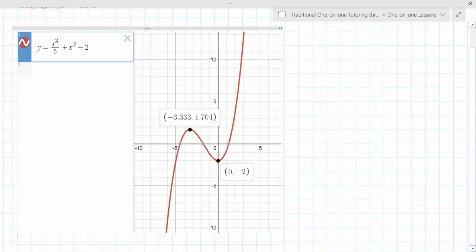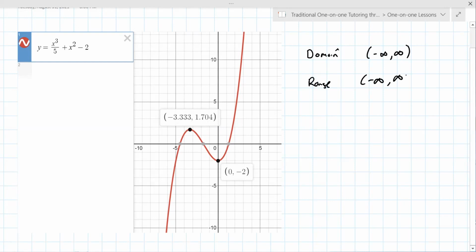Screen now? Great. So that's the first graph. And the very first thing it asks for is the domain. The domain for this one is minus infinity to infinity because it's smooth. There's no vertical asymptotes. There's no holes. There's nothing like that. The range is also the same, minus infinity to infinity.